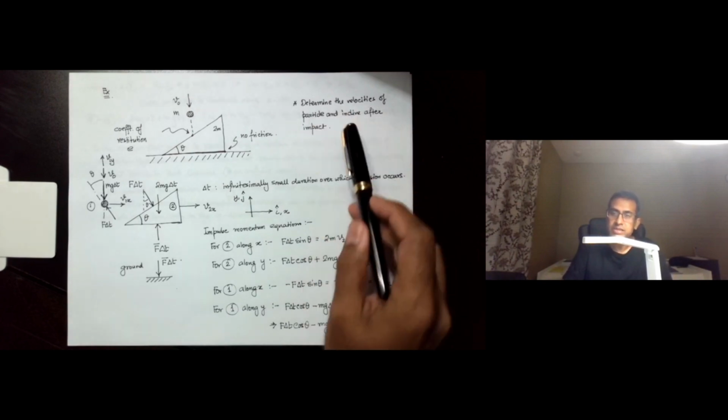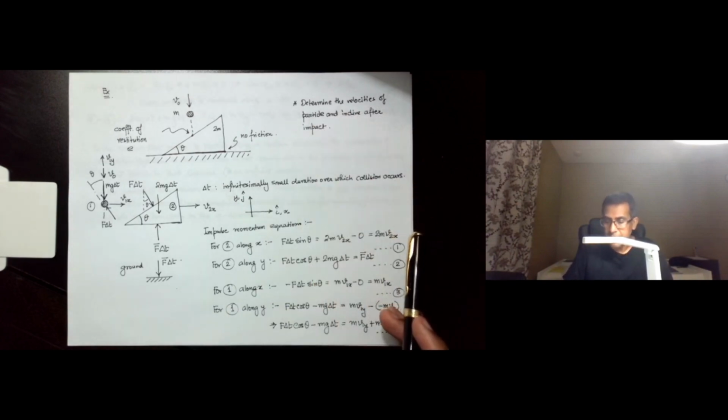The inclined plane makes an angle theta, and the coefficient of restitution between the particle and the inclined plane is E, and the question was to determine the velocities of the particle and the incline after the impact. So the particle is of mass m and the incline is of mass 2m. So in the prior video, or part 1 of this problem, we had discussed how to derive the impulse momentum equations, and then how to derive from there the conservation of linear momentum equations.